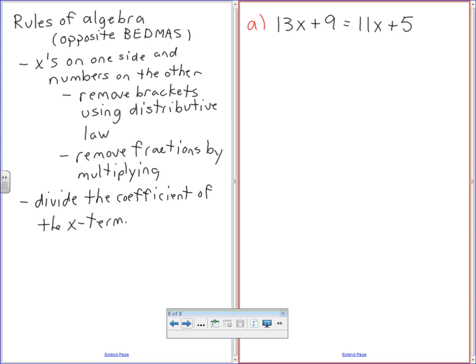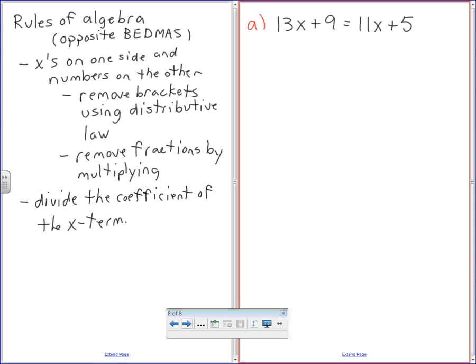Okay, back to grade 8, or whenever you guys do this. 13x plus 9 equals 11x plus 5. All I'm going to do is read what it says: x is on one side, numbers on the other. Jasmine, what does not belong on the left-hand side? 9. How do you get rid of a 9?